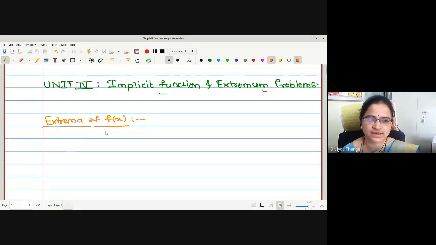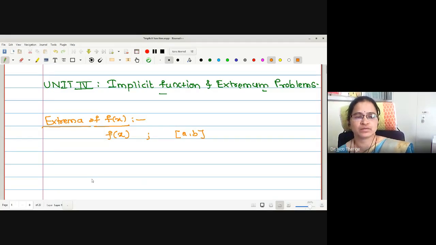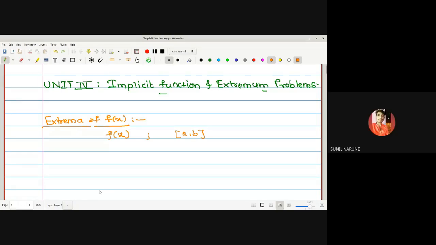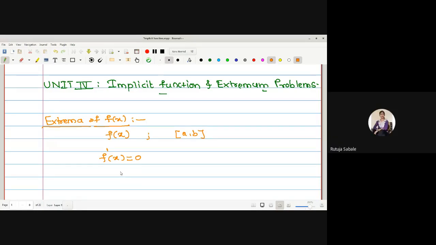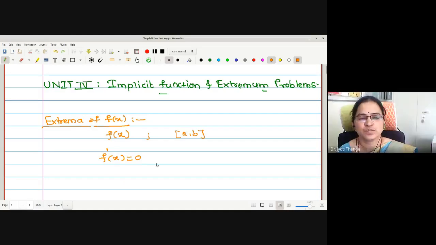Yes. What is extrema? Suppose a one variable function is given to you, f of x, in some domain a to b, and it is asked to find out the extrema of this function. How are you going to find out the extrema? First we take f dash of x equal to 0, ma'am. Good. First we were taking f dash of x equal to 0. Then f double dash of x. Suppose f dash of x is 0 at x equal to c.